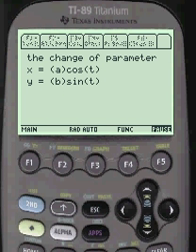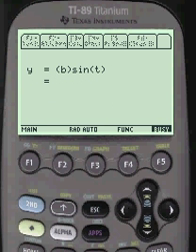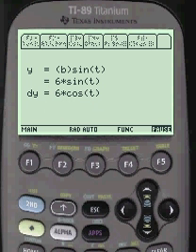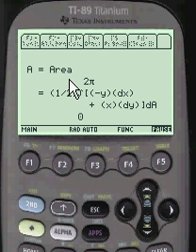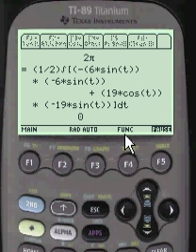And we're going to change the parameter now, where x equals a times cosine of t, and y equals b times sine of t. We're going to change to the t parameter. And then we take the derivatives: the derivative of x, and the derivative of y is 6 cosine of t. And here's the formula for the line integral. I'm going to substitute the parameters, etc., etc.